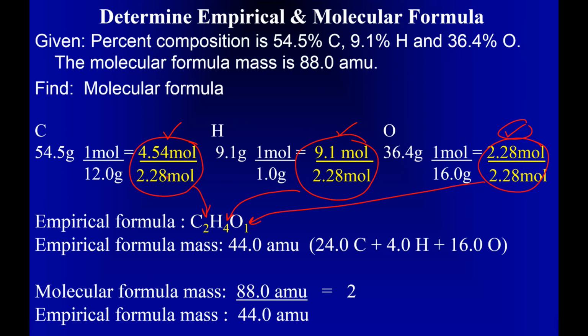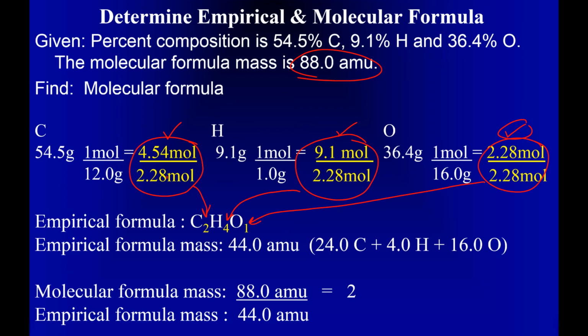Now we need the mass of the empirical formula. So what we're going to do is we have 2 carbons. So we need to add the mass of 2 carbons, which each are 12, so that's 24. 4 hydrogens, the mass of those. And then finally 1 oxygen is 16. That gives us a total mass of 44.0 AMU. Okay. Now if you notice in the problem, it gives you the molecular formula mass is 88.0 AMU. So for this empirical formula, we got 44 AMU.